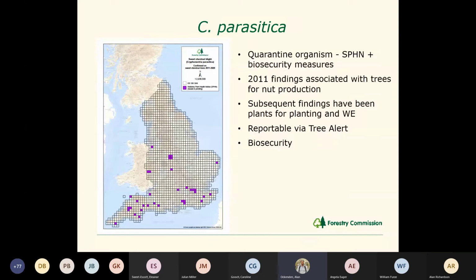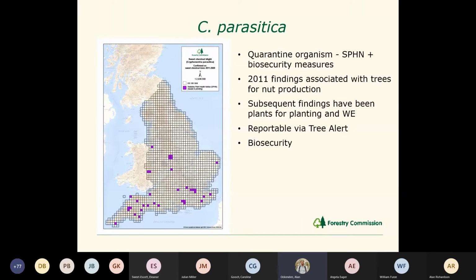The first finding was in 2011. Those were trees for nut production. There have been subsequent findings in 16, 17, 18, and then 20 as well. Those have been a mixture of sites. The ones down in the southwest were single tree infections, pretty much in plants for planting that hadn't spread any further. Some of the southeast sites are in the wider environment, so there are infections in woodlands rather than just single trees.